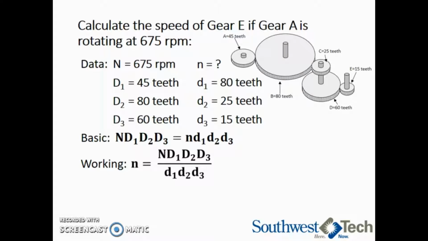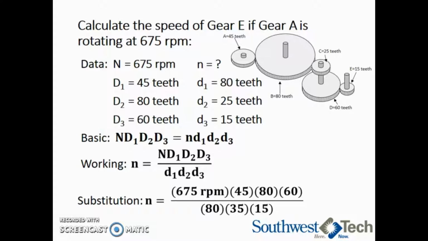Next, we can substitute in what we are given. This gives us 675 RPM multiplied by 45 multiplied by 80 multiplied by 60 divided by 80 multiplied by 35 multiplied by 15. After running this calculation, we see that gear E is rotating at 4,860 revolutions per minute. This concludes our gear train calculation.